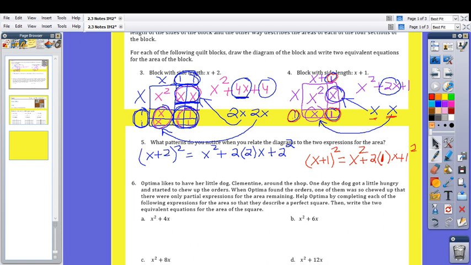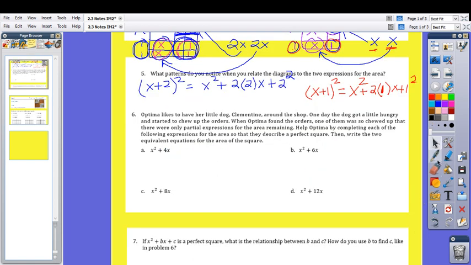Now let's find out what's happening with Optima. So she has a little dog, and that chews up the quilts on the sides. So instead of having the whole x squared plus 4x plus something, the dog chewed up the tile on the side. Now what she will do is she will remake it.